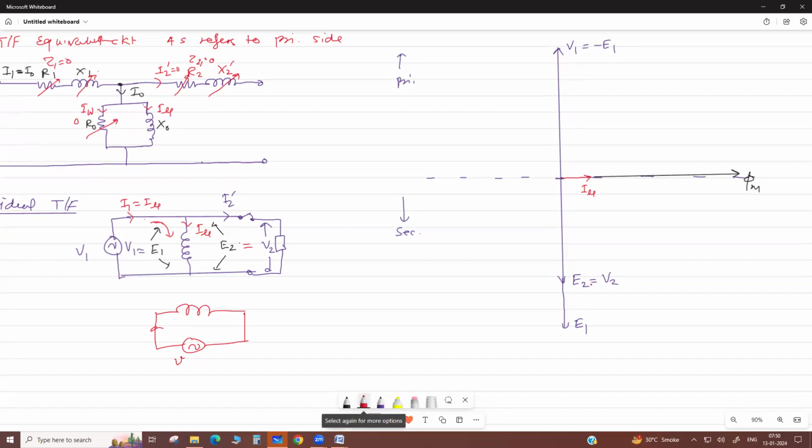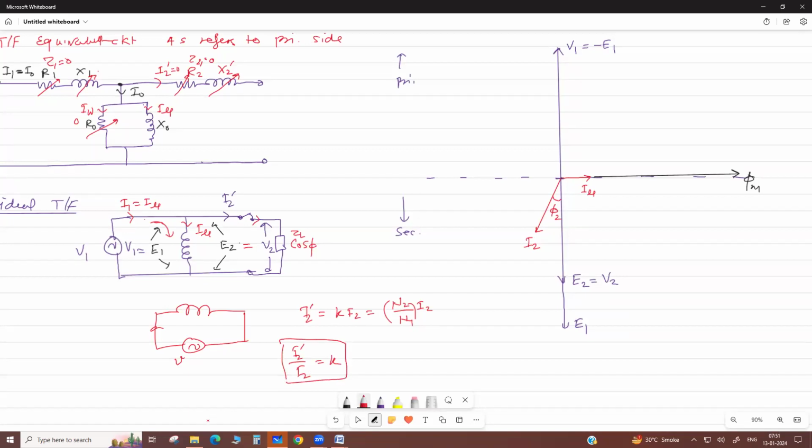Now, if a load is connected, suppose the load impedance ZL is inductive. Inductive means lagging power factor. Then the I2 current lags by phi 2, and the secondary side voltage also lags. As referred to the primary side, what is I2 dash? I2 dash equals K I2, where K is the turn ratio N2 by N1, because for an ideal transformer I2 dash by I2 equals K.